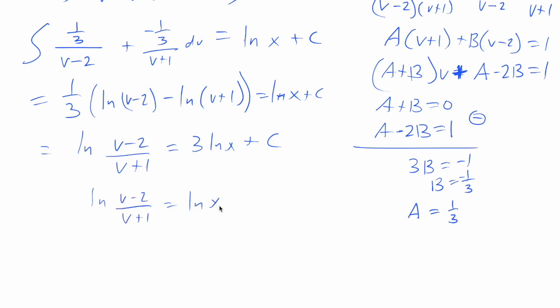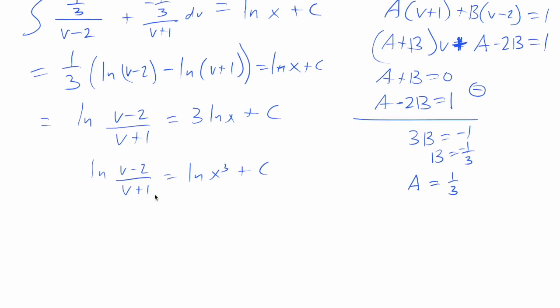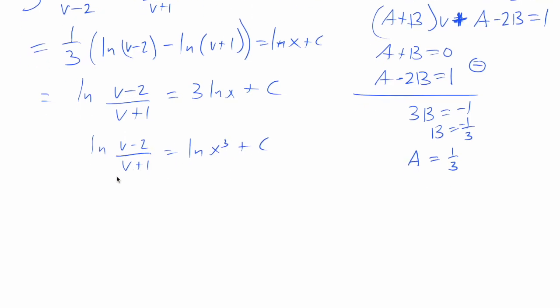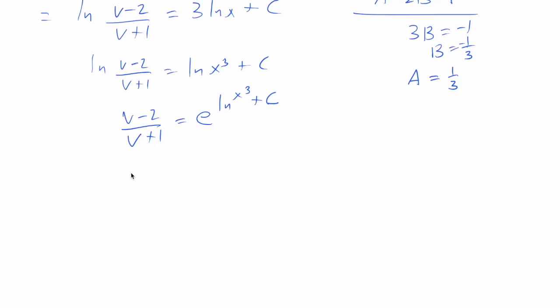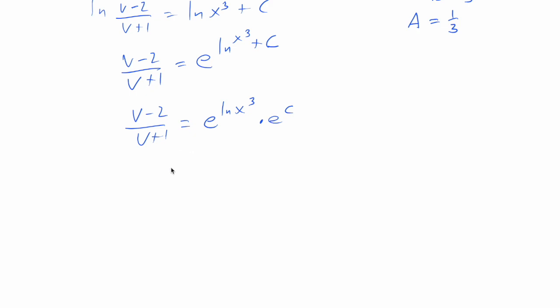So we have ln x cubed plus c. And then we can do the opposite of ln, which is e to the power of, right? So it's going to be (v minus 2) over (v plus 1) equals e to the power of ln x cubed plus c. That's the same as e to the ln x cubed times e to the c. And usually we write that as another constant altogether.